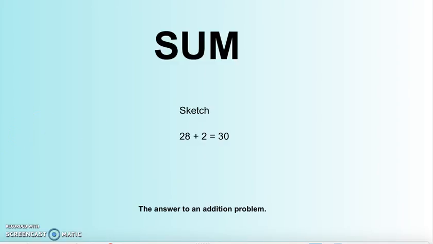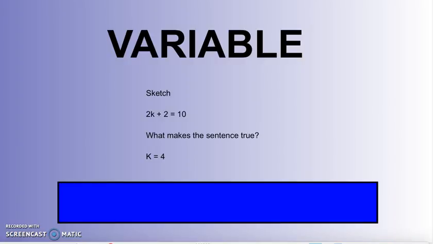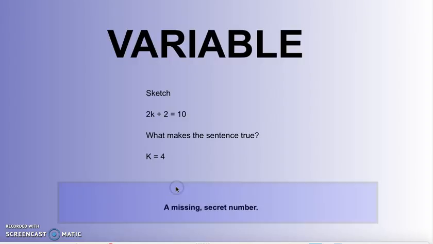And our last and final word, variable. Here is a variable that's in this equation. And so what is a variable? What is the definition of a variable? Nice job. It is a missing or secret number.